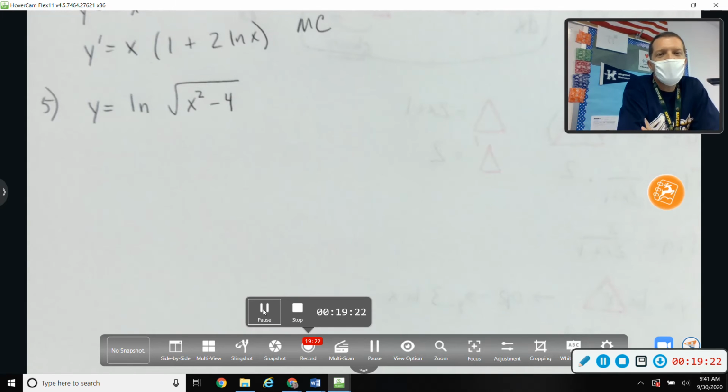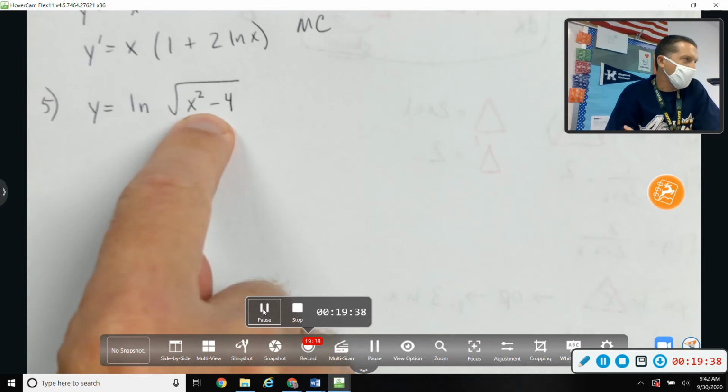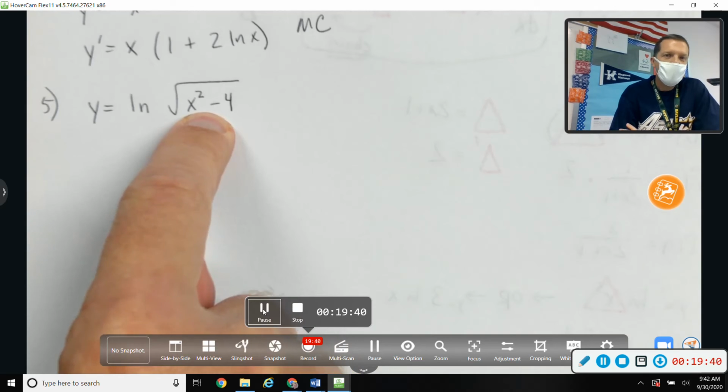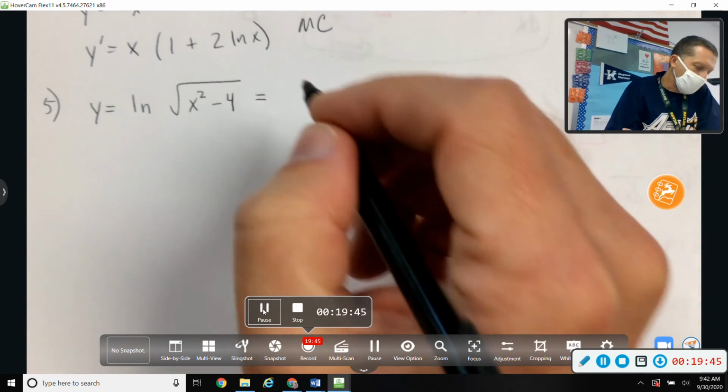Number 5, y equals natural log of the square root of x squared minus 4. So right now this is like a chain rule problem with 3 layers. Natural log, square root, x squared minus 4. But we can get around some of this. Because what's the square root the same thing as?